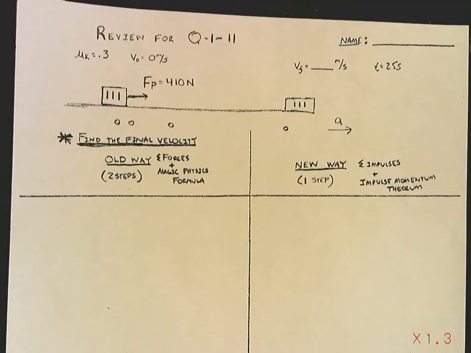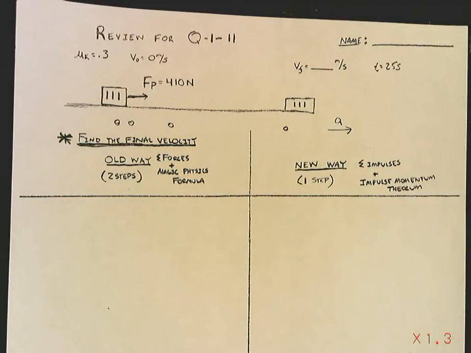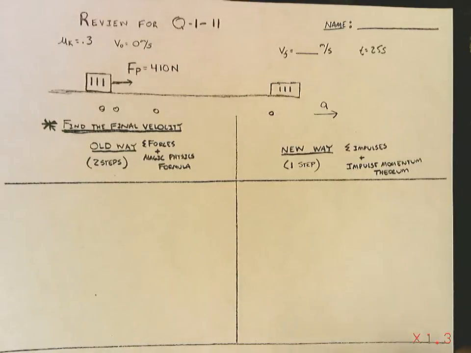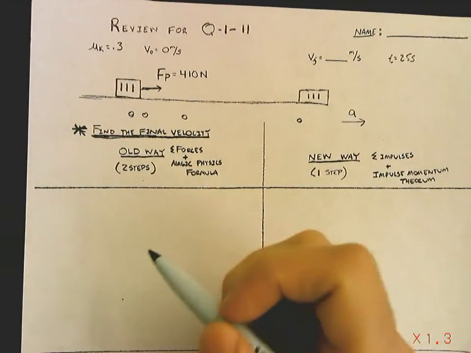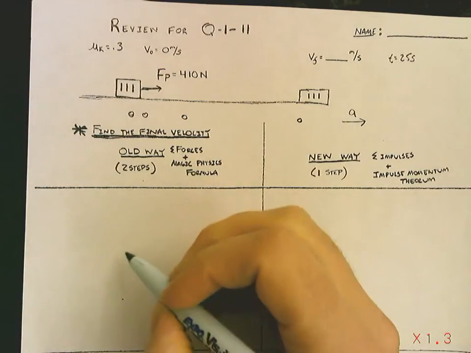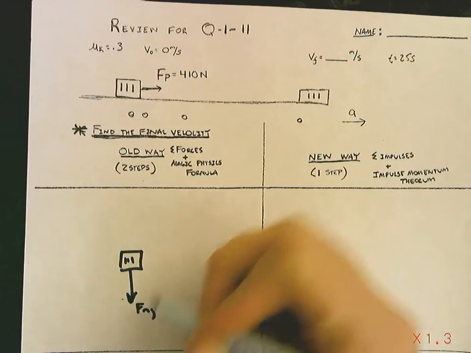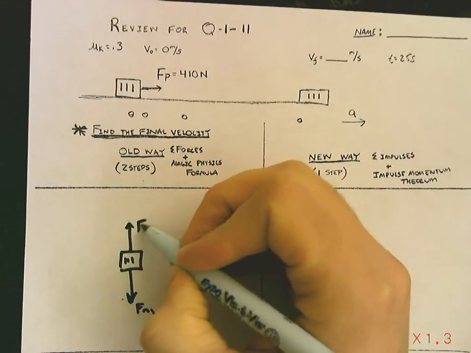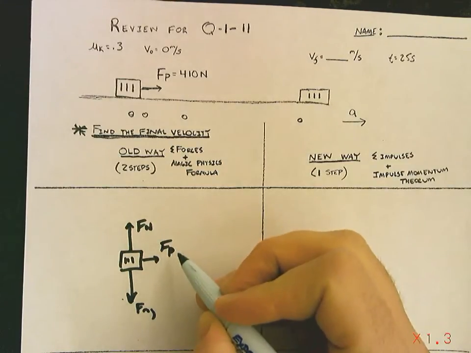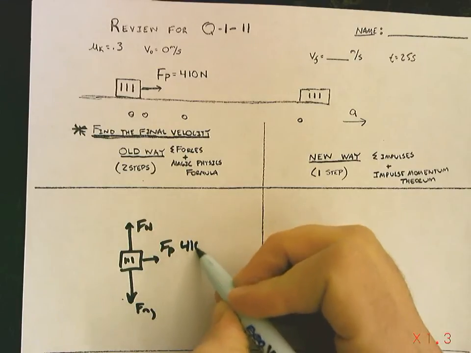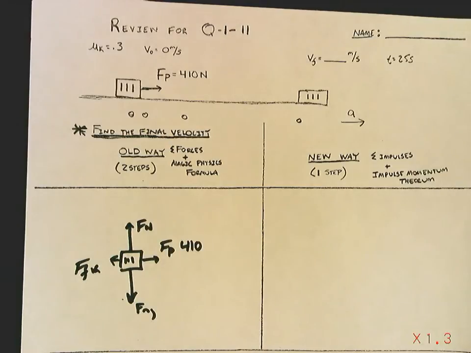Okay, so we have our review for Q111, which is the impulse momentum theorem and also conservation of momentum. So we'll start here with the old way, which is a two-step process. So we make a 111, calculate its weight, and realize the normal force is equal. And then we have an FP that's given. It's 410, and we'll have some friction as well, FFK, which we'll need to calculate.